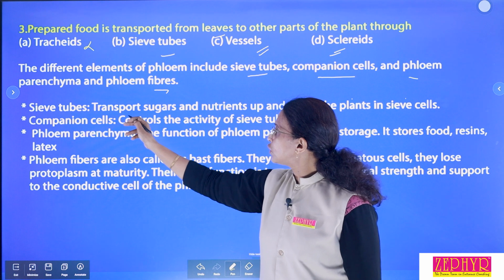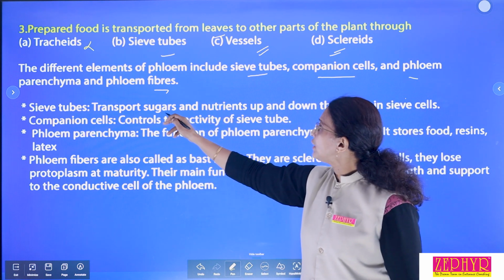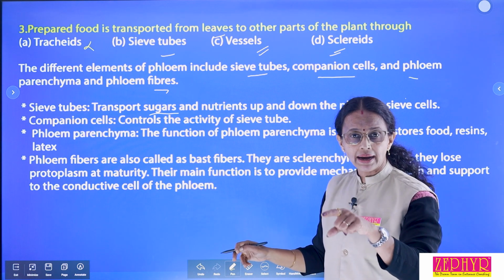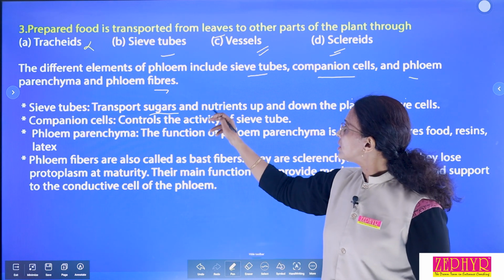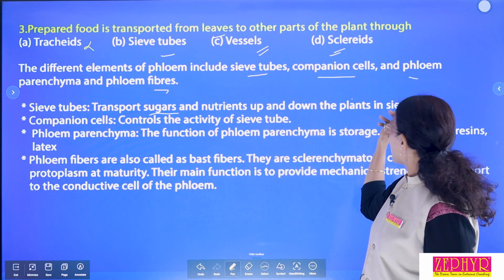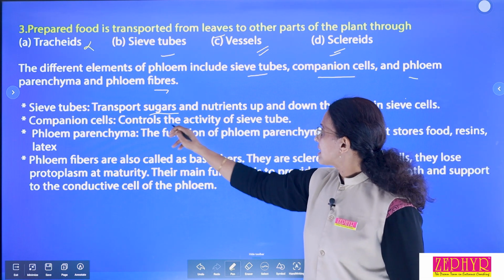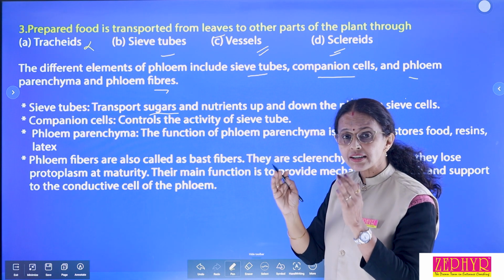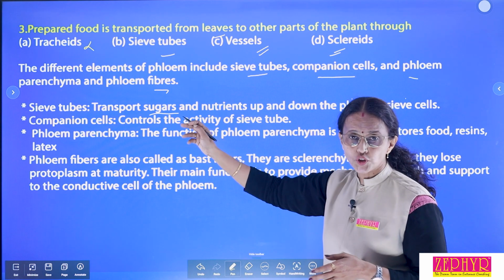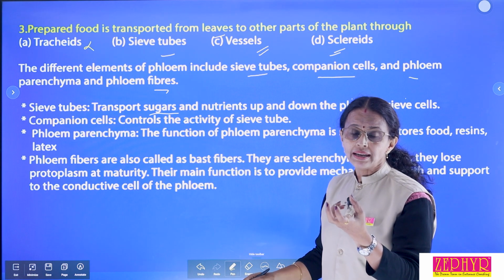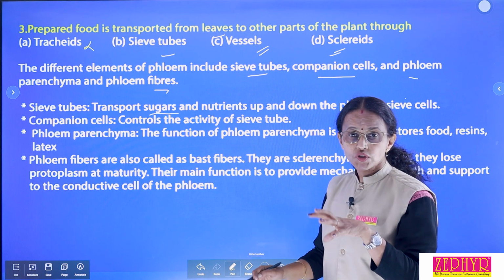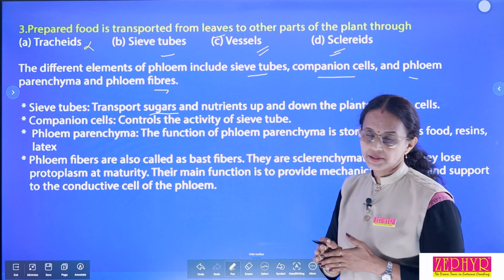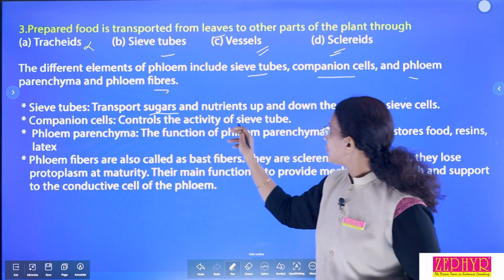What is the function of sieve tube? Transport of sugars and nutrients. Sugars are formed by photosynthesis. Sugars and nutrients move up and down the plant in sieve cells. Companion cells control the activity of the sieve tube. When the sieve tube becomes mature, it has no nucleus, so the companion cell helps to control the sieve tube element.